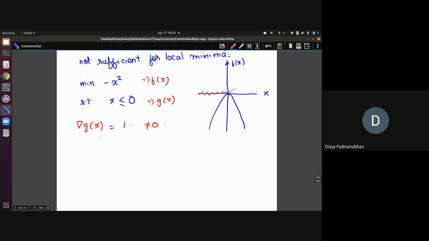But let's just see what happens with the KKT conditions. So tell me the Lagrangian. There are two variables, x and lambda.